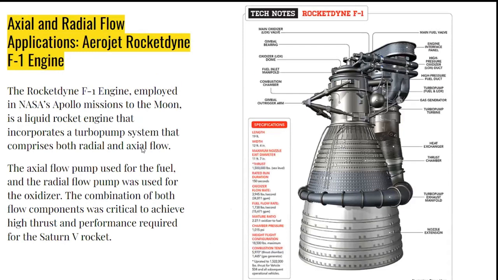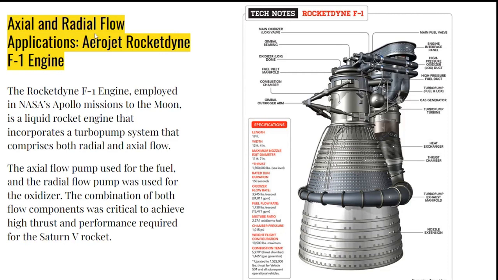This is the Aerojet Rocketdyne F1 engine, which was used in the Saturn V rocket that carried NASA's Apollo missions to the moon. It is a rocket engine that features a turbopump-fed system with both radial and axial flow components. The axial flow pump was used for the fuel, which was kerosene, while the radial flow pump was used for the oxidizer, which was liquid oxygen. This combination of radial and axial flow design helped to achieve the high thrust and performance required for the Apollo missions.